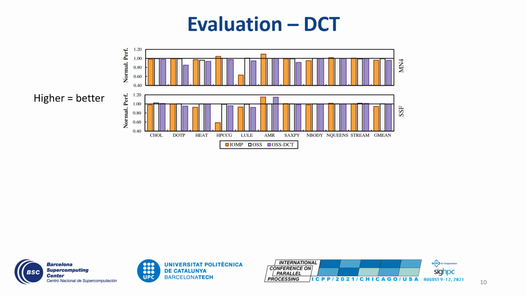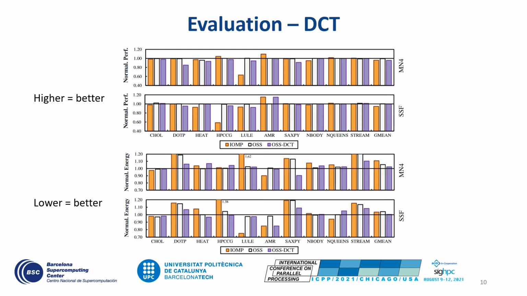Moving on to the performance evaluation, first we decided to evaluate the DCT technique, comparing it to the vendor OpenMP implementation and the OMS baseline implementation. And as we can see, the performance is unhindered for most of the benchmarks, and there are some cases in which it's a bit better and some cases in which it's slightly worse. So we can say that overall the performance is unhindered. When it comes to power consumption, however, we can really see that there's a benefit when limiting the number of active cores.